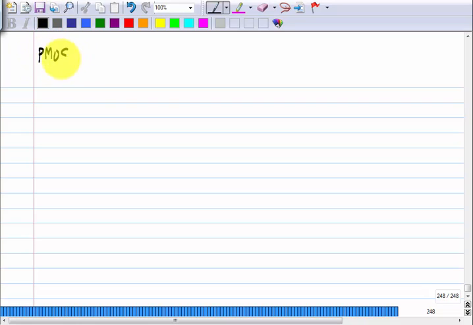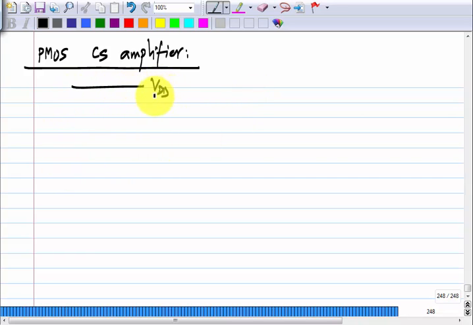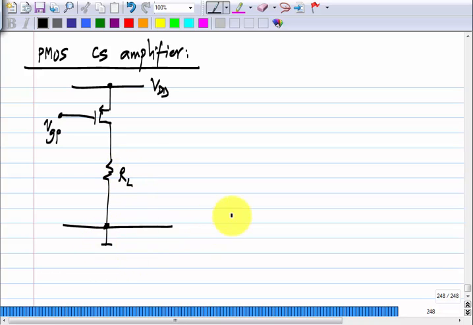So let me first take a PMOS common source amplifier, and I will remove all the details because they are not necessary at this point. I will label this voltage VGP, that includes the bias voltage and signal voltage and anything that you may have. And here I will just have a single load resistance RL. We know that if the transistor is operating in saturation region, this gives a gain of minus gm RL.